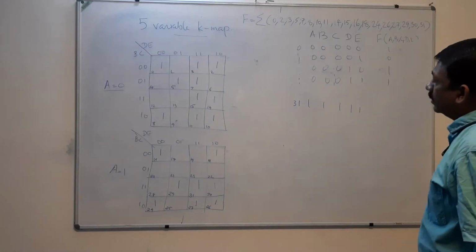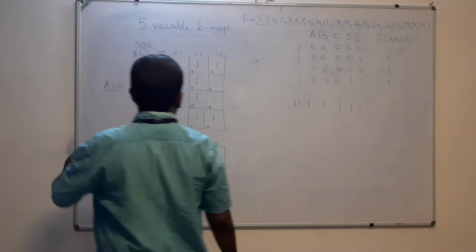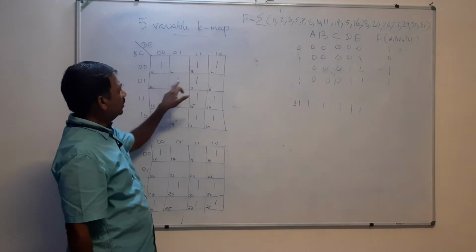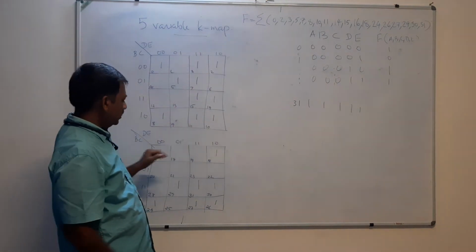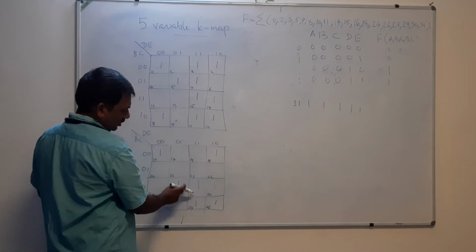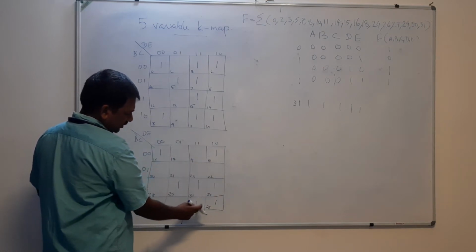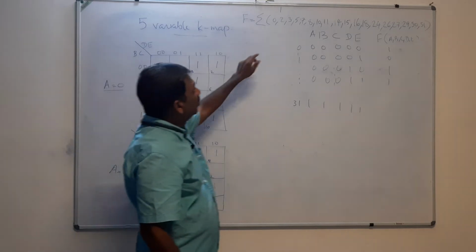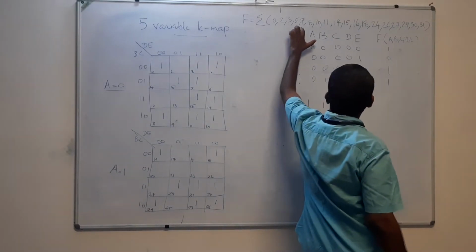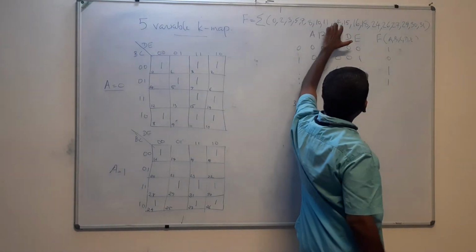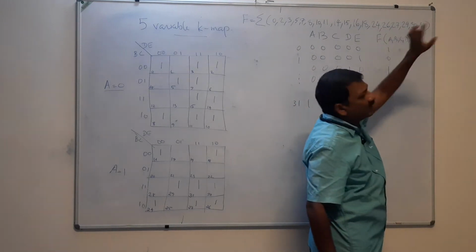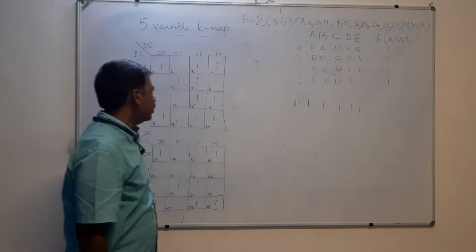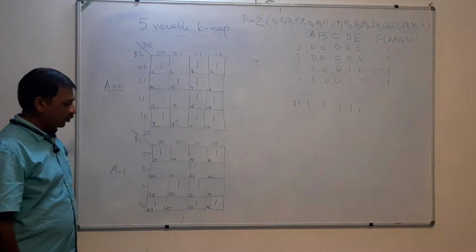See, these are the ones in it. That means 1, 2, 3, 4, 5, 6, 7, 8, 9, 10, 11, 12, 13, 14, 15, 16, 17, 18. 18 values. Now you have to form groups.